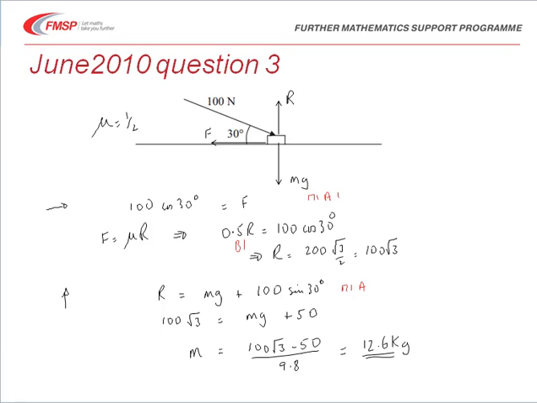M1 and A1 for resolving correctly in a vertical direction, and then what's called a dependent M mark. This means that as long as the method was correct up to this point, then another method mark, DM1, followed by an A mark for getting the mass correct at 12.6. So in total there are 7 marks.